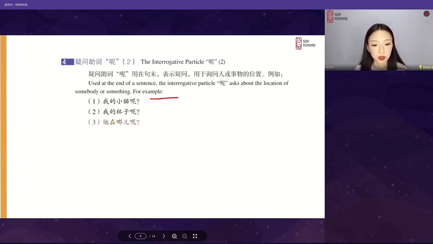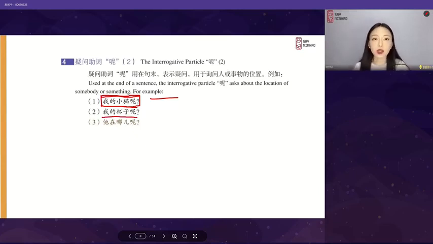The location of somebody or something. For example, 我的小猫呢? It means, where is my cat? In this sentence, we cannot see any word indicating the location, right? We cannot see 哪儿, which means where. But we still know this sentence means we are looking for the cat. 我的小猫呢? Where is my cat? How about my cat? Okay.